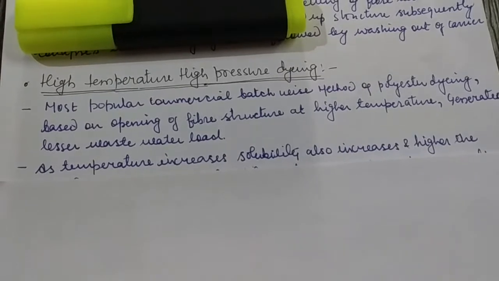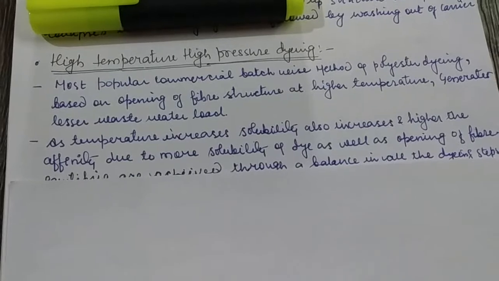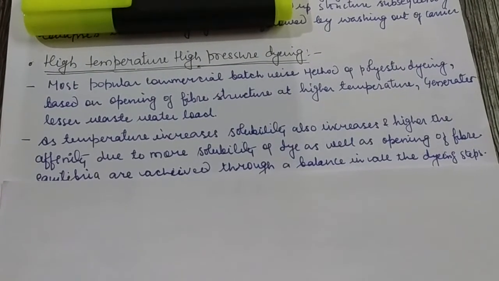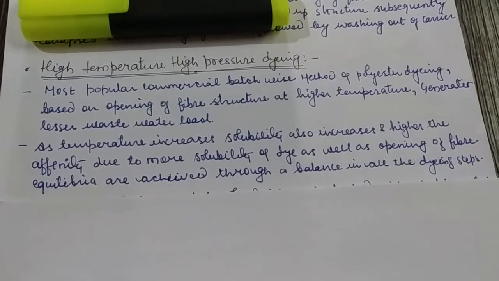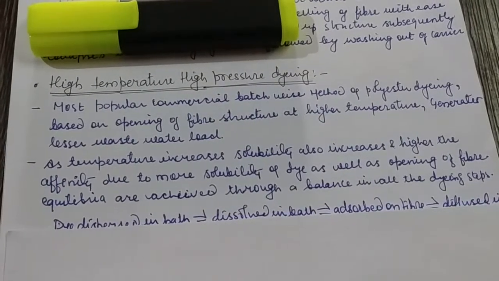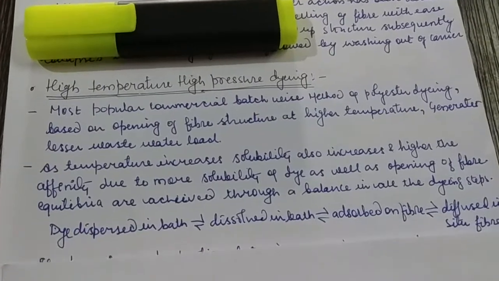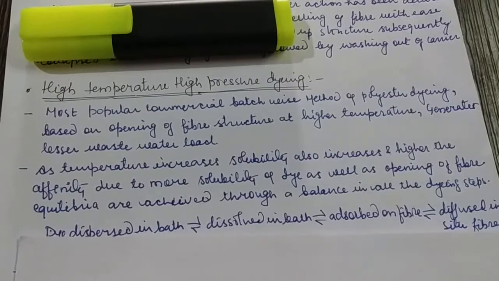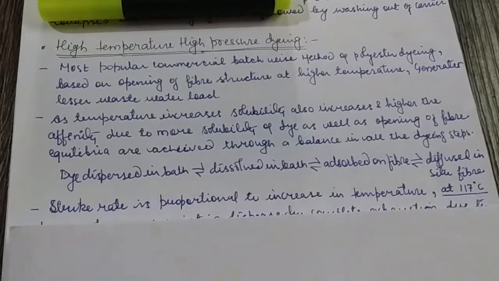applicable in this method. In this method, as temperature increases, solubility also increases, and affinity is higher due to more solubility of the dye as well as opening of the fiber structure. Equilibriums are achieved through a balance in all the dyeing steps, that is, dye dispersed in bath, dye dissolved in bath, dye absorbed on fiber surface, and dye diffused in the fibers.